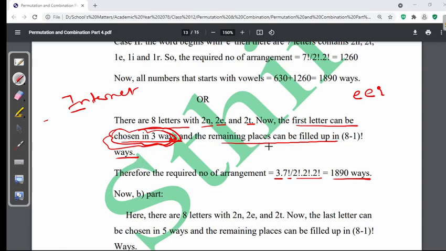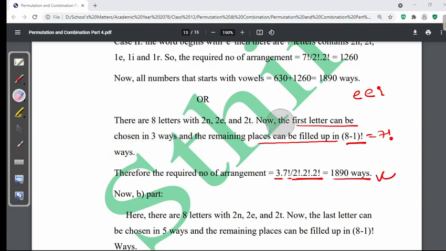Then the remaining places can be filled up in 8 minus 1 ways, that is 7. Since one is fixed at the front, the rest can be arranged in 7 ways. That is 7 factorial by 2 factorial times 2 factorial times 2 factorial because of the repeated letters. Then it can be done in this way. Now I think the upper one is better to understand.